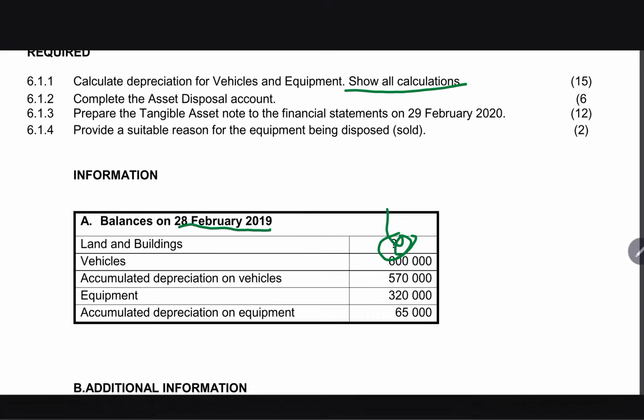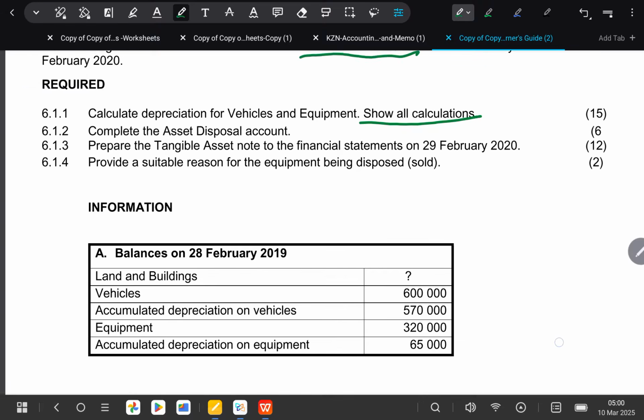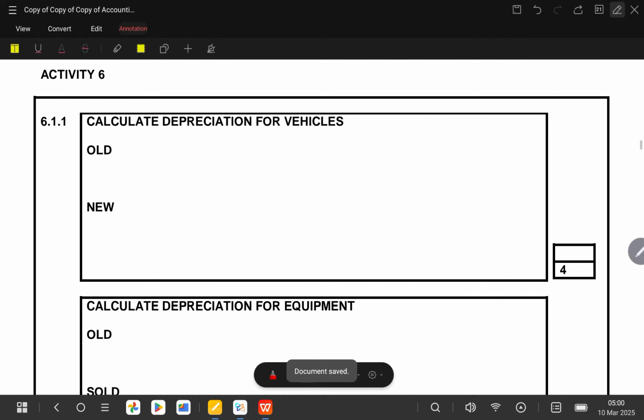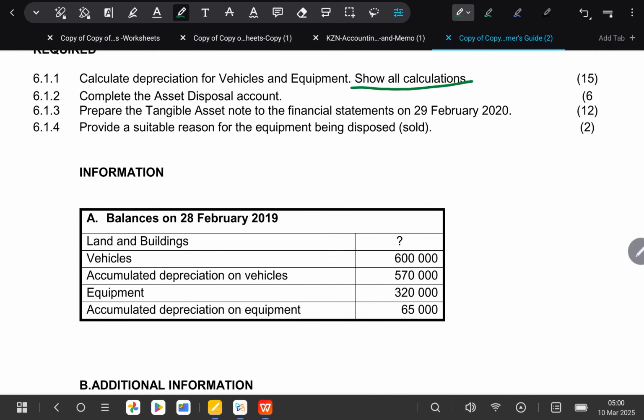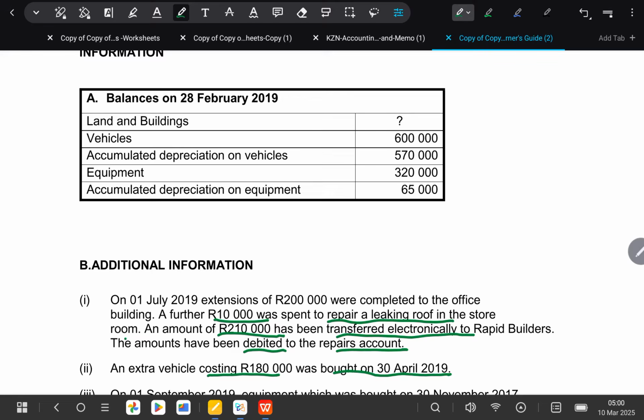According to our information, these are the balances that we had on 28 February 2019. Remember, our year starts on the 1st of March 2019. So the following day after 28 February 2019 will be 1 March. This simply means that these are our opening balances, the balances at the beginning of the year, unless they tell us otherwise. The first thing here is that we must calculate the depreciation for vehicles and equipment. So we'll need to read the information on the adjustments to get an idea of what is happening, so that we can know whether some information has been recorded or not.